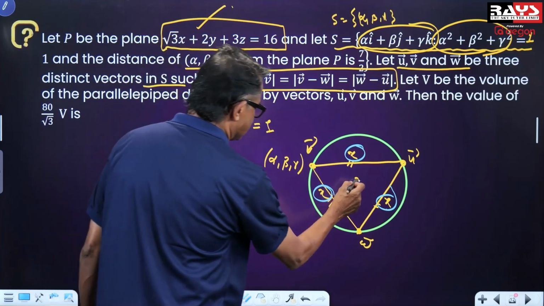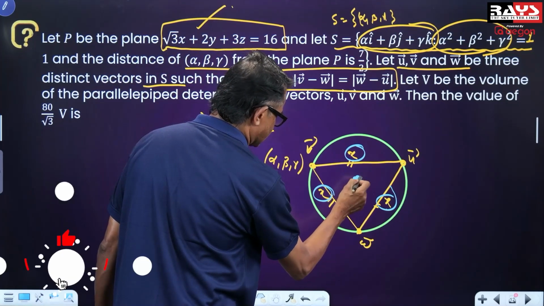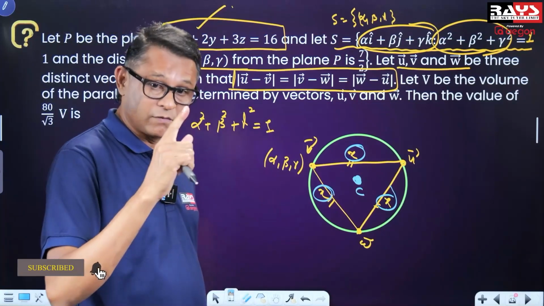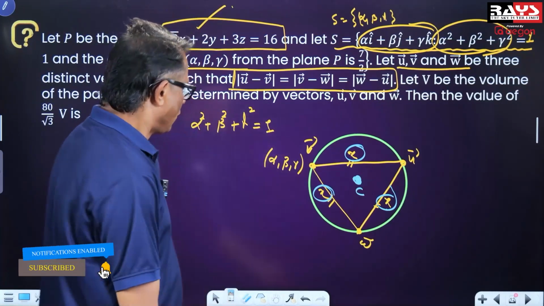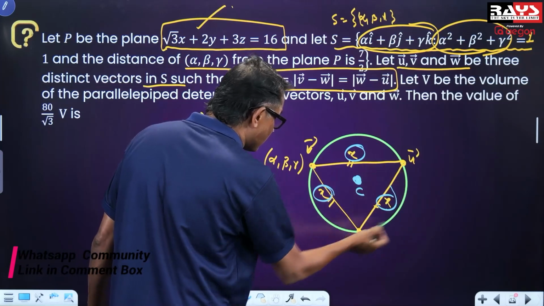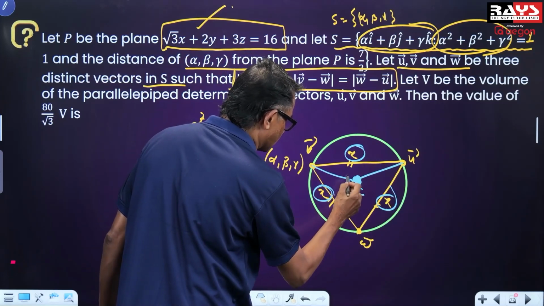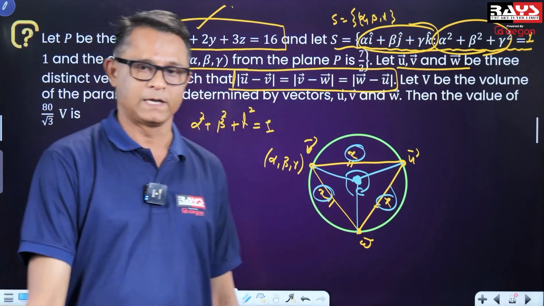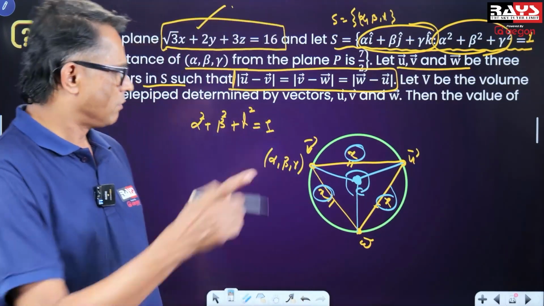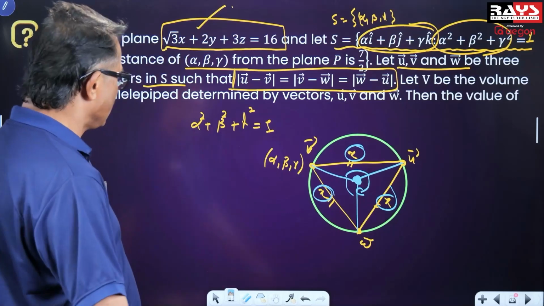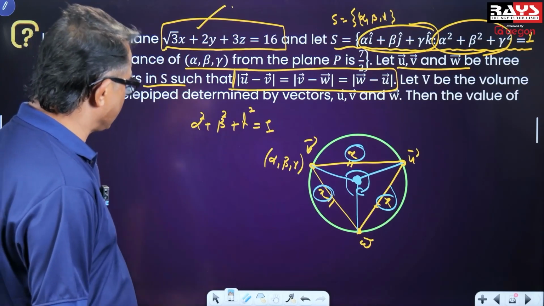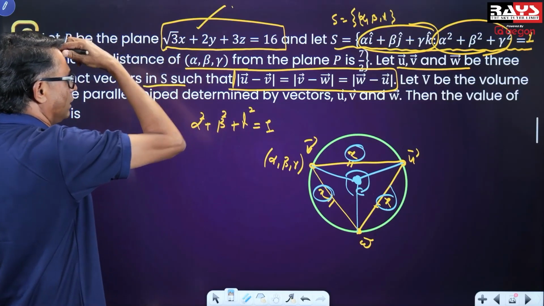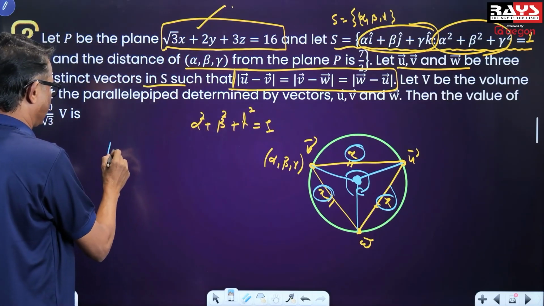now this is the center of the circle, not the origin. Origin is the center of the sphere. Don't confuse. This being an equilateral triangle, you know that this angle is 120, this angle is 120, they are equiangular. Each angle will be 120. 120 into 3 equal to 360 degree. And what is the meaning of this? Mod U minus V is equal to mod U minus V.